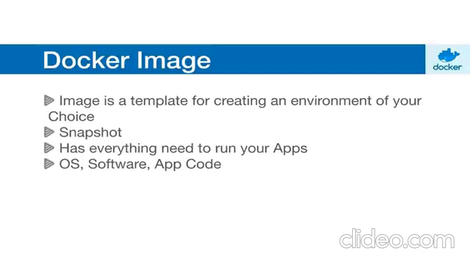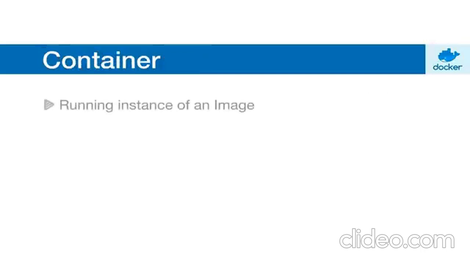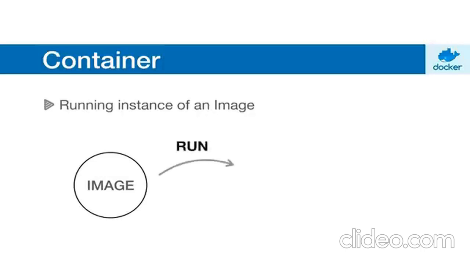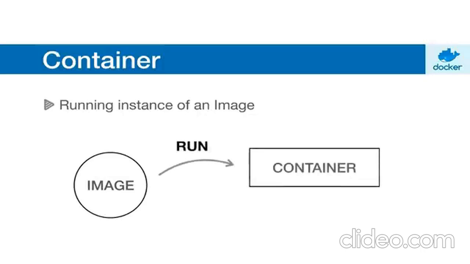So once you have an image, then containers come into play. A container is simply a running instance of an image. So what you do first is you have an image, and then from that image, you simply run a container. Let's go ahead and download an existing image and run a container from it.